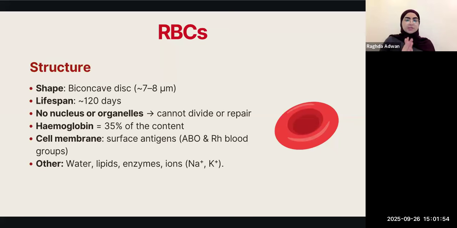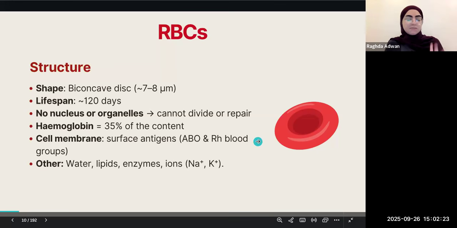Red blood cells don't have a nucleus, they don't have organelles, they don't have mitochondria. We'll talk about this again and its importance later on. Hemoglobin, of course, is the biggest component of a red blood cell, makes up 35% of its content. The cell membrane of a red blood cell, we have a whole section of the lecture on the cell membrane and its components, but of course, you'd know that surface antigens are present on the cell membrane, and these antigens are just glycolipids or glycoproteins, which act as an identification, a way to identify a red blood cell, one of which is the blood grouping. So they have A antigens, B antigens, etc. And of course, there's water, lipids, enzymes, and ions.